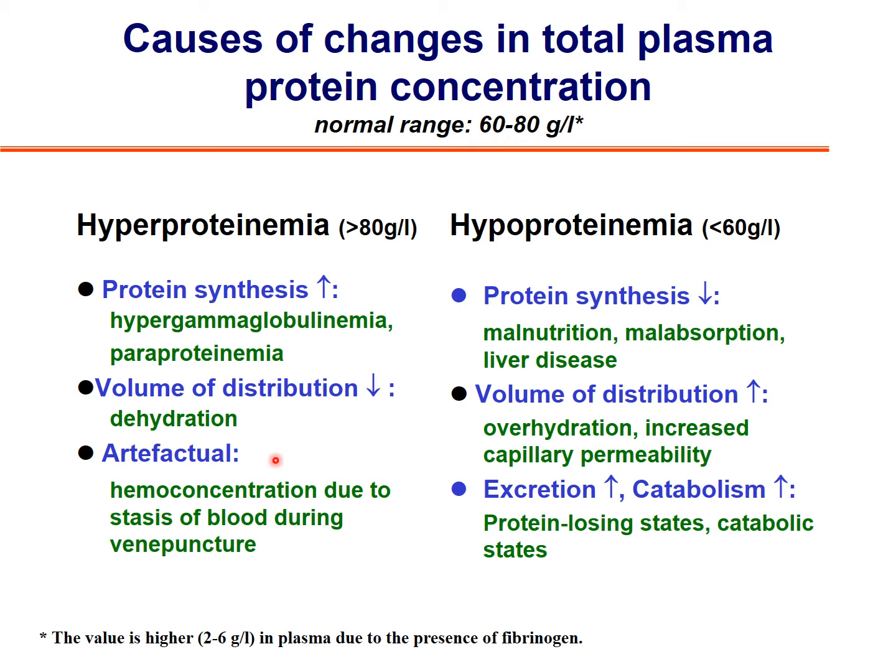Very importantly, when we measure the plasma or when we measure the serum, usually they are not the same. In the plasma, we have about 2 to 6 gram per liter higher protein concentration due to the presence of the fibrinogen.